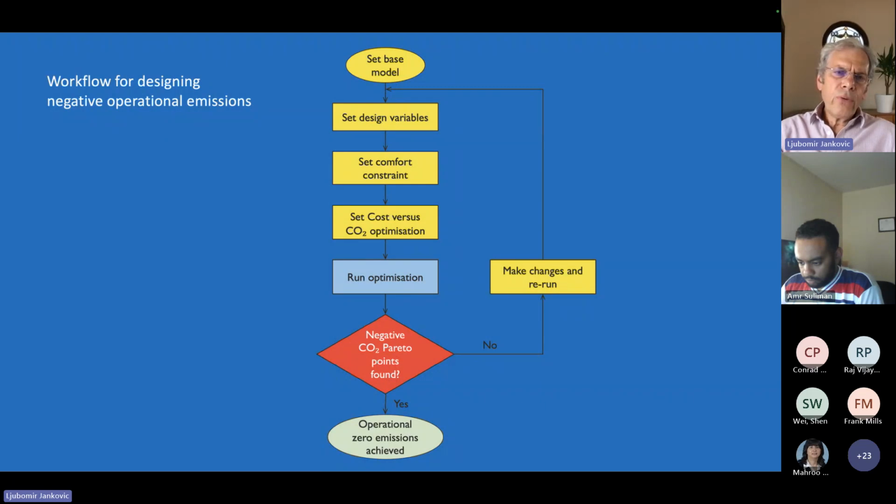So the workflow for designing negative operational emissions is to set the base model, then set design variables, set comfort constraints, set cost versus CO2 optimization, run the optimization, and then ask: have we found negative CO2 Pareto points? If yes, then we have achieved operational zero carbon emissions. If no, then we make changes and rerun.